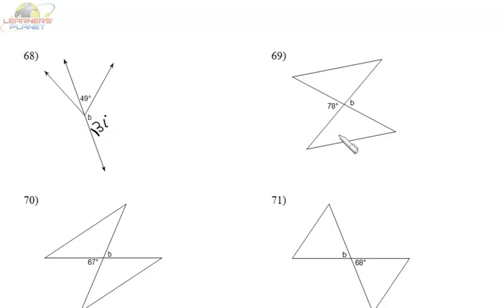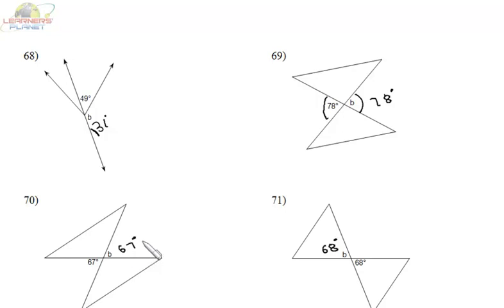Then we see over here it is 78 degree and it is B, and they are vertically opposite angles. That means this angle and this angle are the same. So if it is 78 degree, B will be 78 degree. Similarly, we can see over here B and 68, they are vertically opposite angles. So B will also be 68 degree. Similarly, we see 67 and B, they are vertically opposite angles. So B will also be 67 degree.